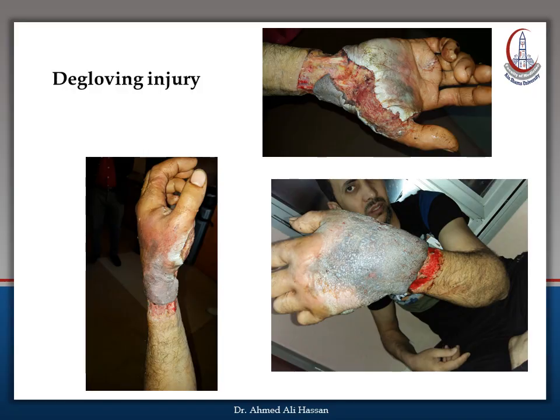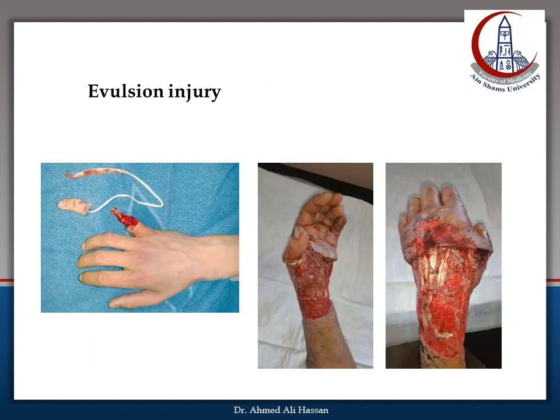This is a degloving injury of the skin of the hand, as you see in the picture. All of you know the difference between the structures of the skin of the dorsum of the hand and the palmar surface of the hand.